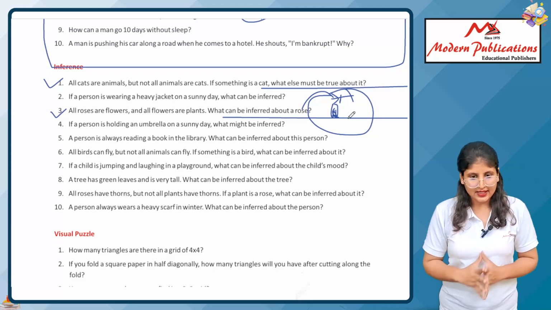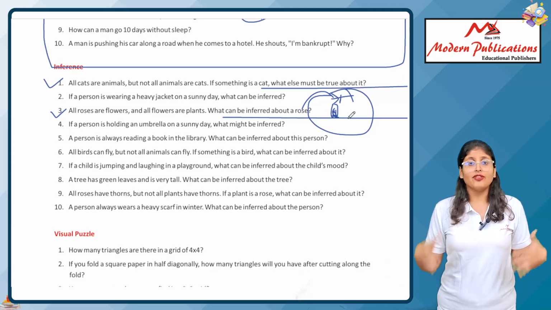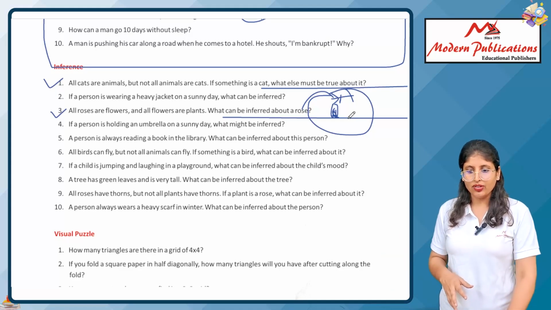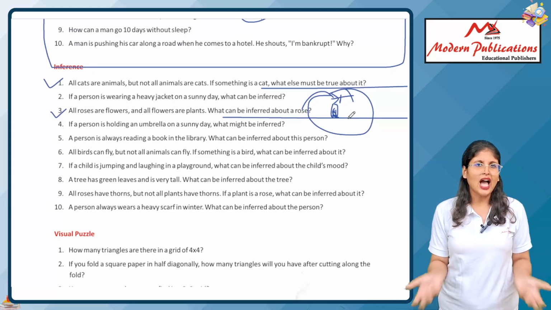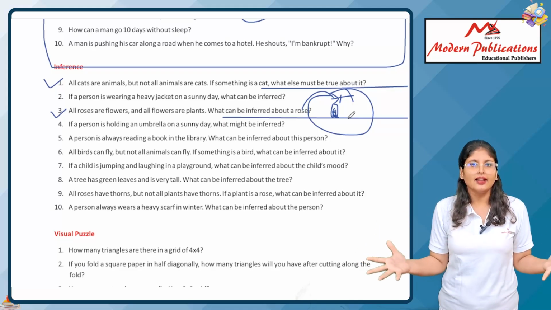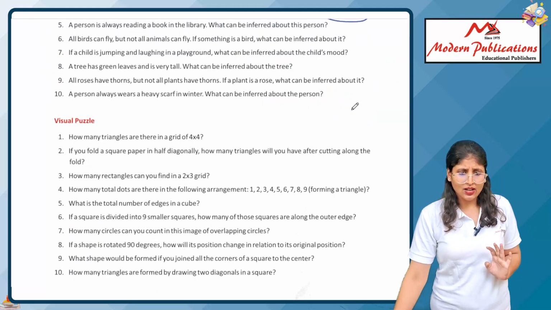Next, if a child is jumping and laughing on the playground, what can you infer about the child's mood? It means that the child is very happy, very active, energetic. This is something we can infer, so it is easier. Can you do it?